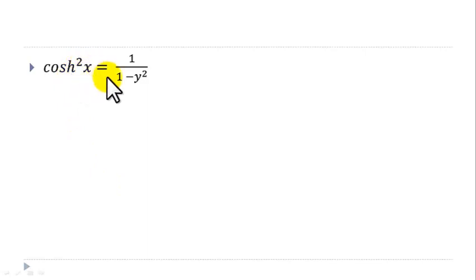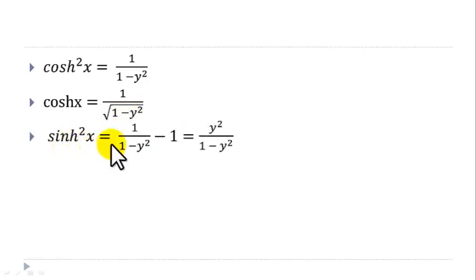cos squared x is equal to 1 all over 1 minus y squared, which implies that, taking the square root of both sides, cos x is equal to 1 all over the square root of 1 minus y squared. Also, sinh squared x is equal to cosh squared x minus 1, which is equal to 1 all over 1 minus y squared minus 1. And this is equal to y squared all over 1 minus y squared. Taking the square root, we have sinh x is equal to y all over the square root of 1 minus y squared.